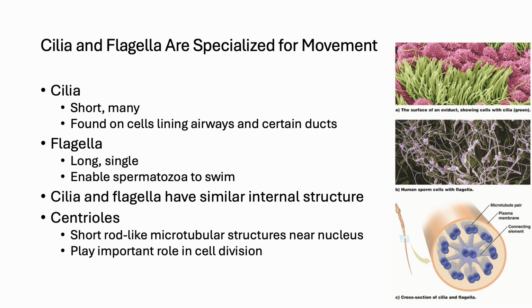Despite their differences in appearance, both cilia and flagella share a similar internal structure based on microtubules arranged in a 9+2 pattern. Centrioles, which are located near the nucleus, play an important role in organizing these structures and are especially critical during cell division. Together, the motility structures not only enable movement but also help the cells interact with their environment. Without cilia, for example, the respiratory system could not effectively clear debris, and without flagella, sperm could not reach the egg, demonstrating their vital roles in health and reproduction.